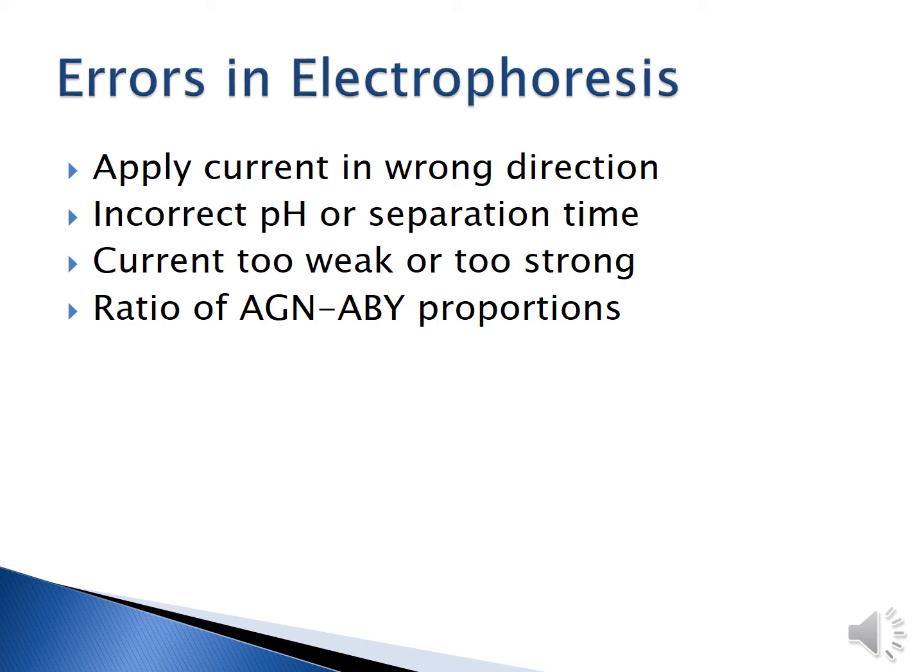We could also have the incorrect pH or separation time. The current could be too strong or too weak, and the ratio of antigen-antibody proportions could be misaligned.